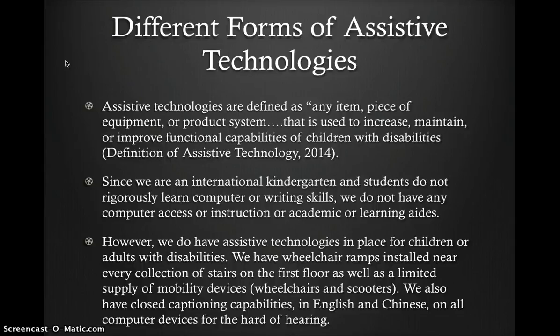However, we do have assistive technologies in place for children or adults with disabilities. We have wheelchair ramps installed near every collection of stairs on the first floor, as well as limited supplies of mobility devices, wheelchairs, and scooters. We also have closed captioning capabilities in English and Chinese on all computer devices for the hard of hearing.